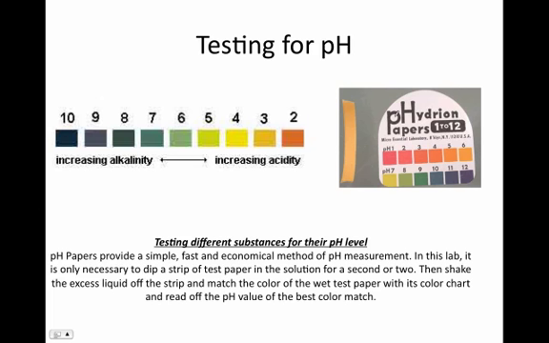Here's pH paper. It's made from plant extract, and we dip the paper that you see here into the solution, and then we match its color to a color chart. And usually darker reds indicate higher or stronger acids, and blues indicate bases.